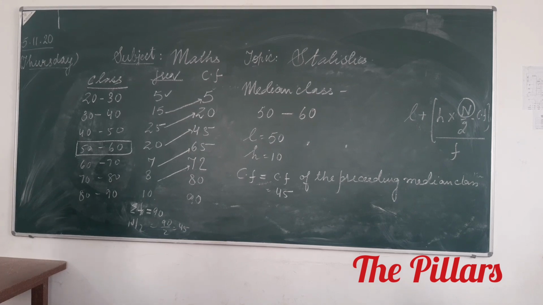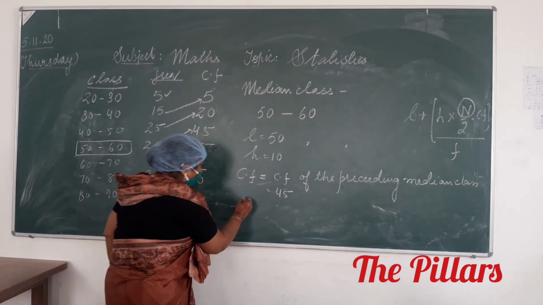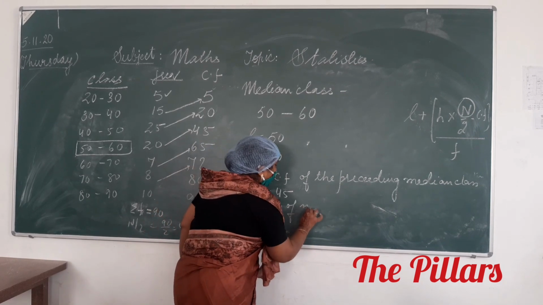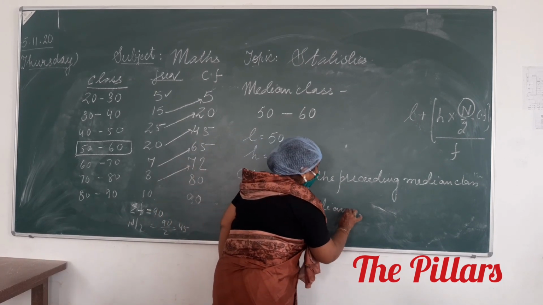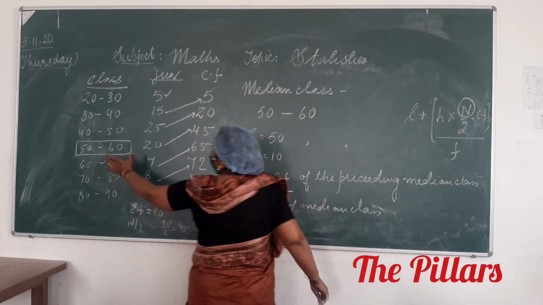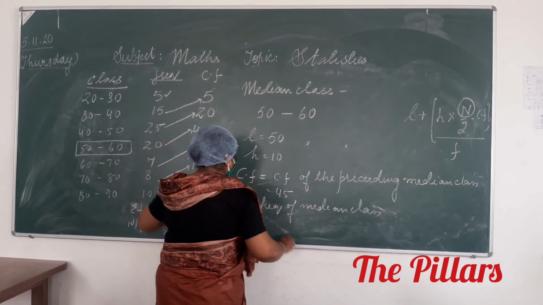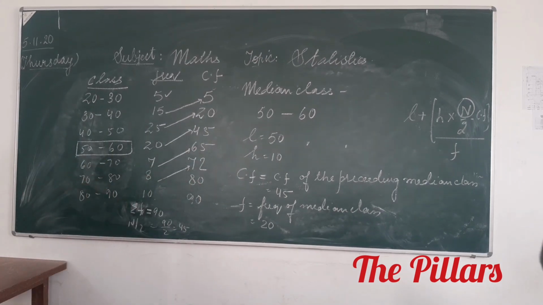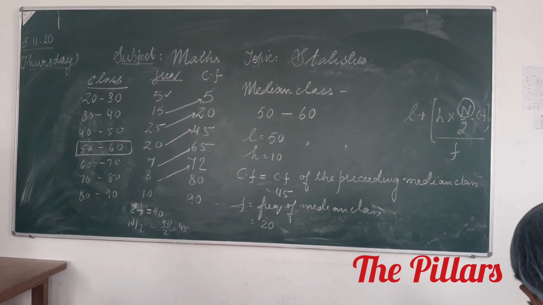Clear? Now, what does this f stand for? Frequency of the median class. This is the median class. What is the frequency? 20. Frequency is 20, the frequency of the median class. You understand one question, you can do the remaining questions yourself.